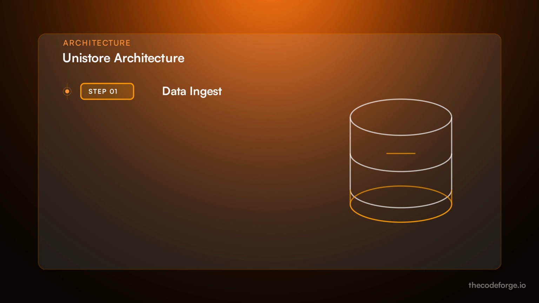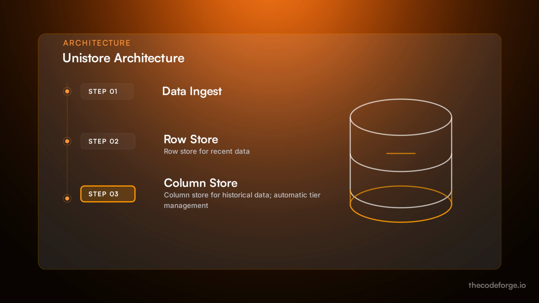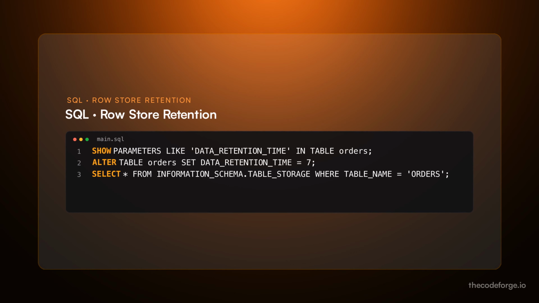Unistore is the foundation. Data is first ingested, then stored in a row store for recent data and fast operations, while a column store handles historical data for analytics. Snowflake automatically moves data between these tiers based on age and access patterns, and the unified query engine lets you query across both seamlessly. You can check and set the row store retention time. Use show parameters to see the current setting, then alter table to change it.